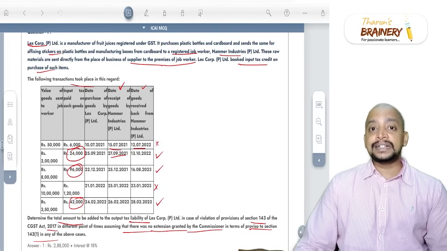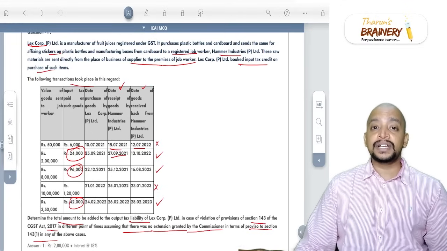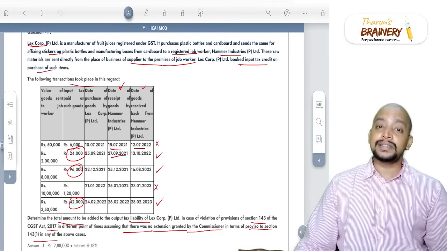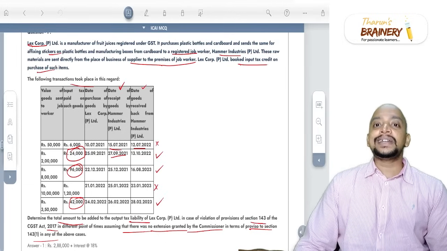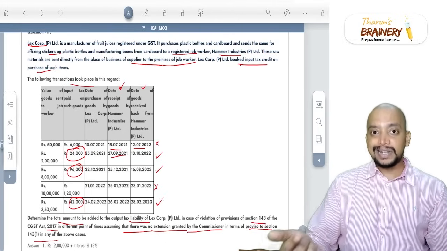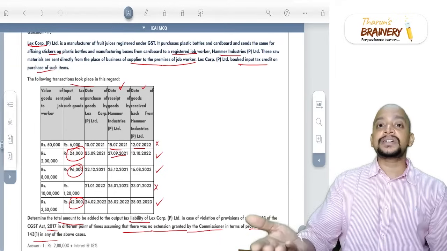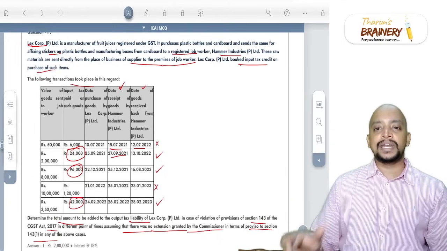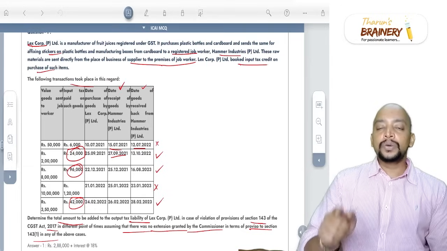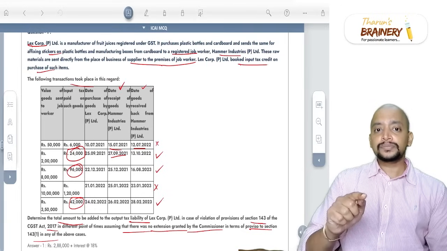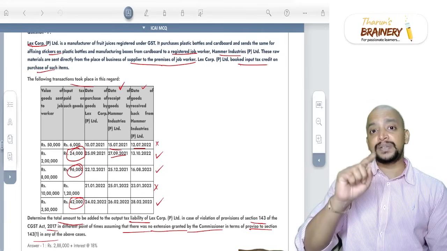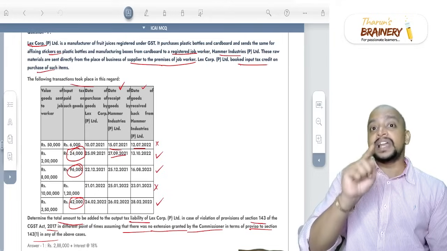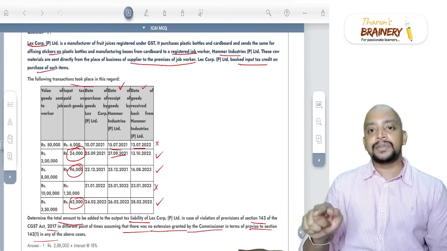But if the goods are directly sent to the job worker's place from the principal's supplier's place, then the period from the date of receipt by the job worker till the date the goods are returned by the job worker should be within 1 year. In this case, the goods are sent directly from the place of business of the supplier of Lexcorp to the job worker Hammer Industries.